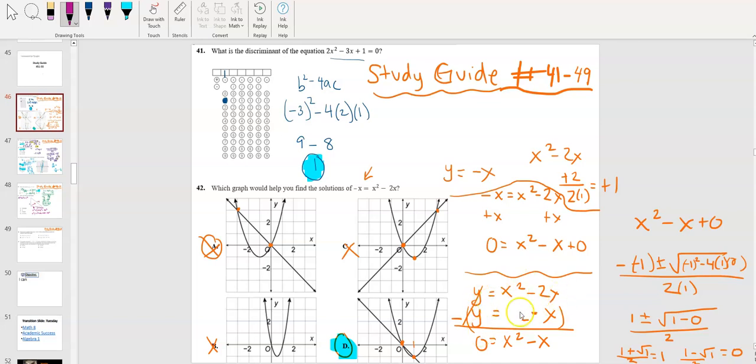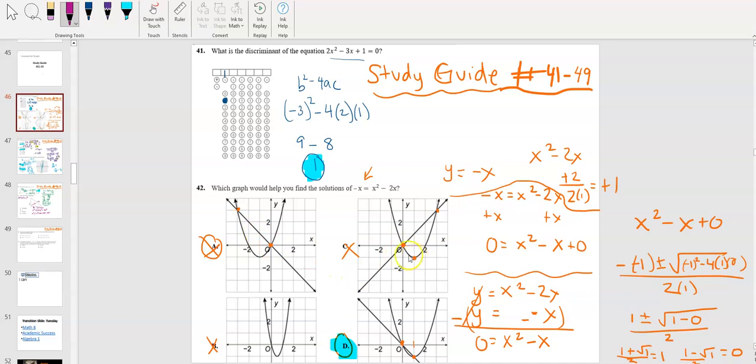Or you can subtract, so set up the two formulas, quadratic and linear, and then subtract them. So I subtract my y's, I subtract my negative x, which is adding x, and I get the same formula here as I do up here. Then I can come over and use that quadratic formula to solve, and I end up getting positive 1 and 0.